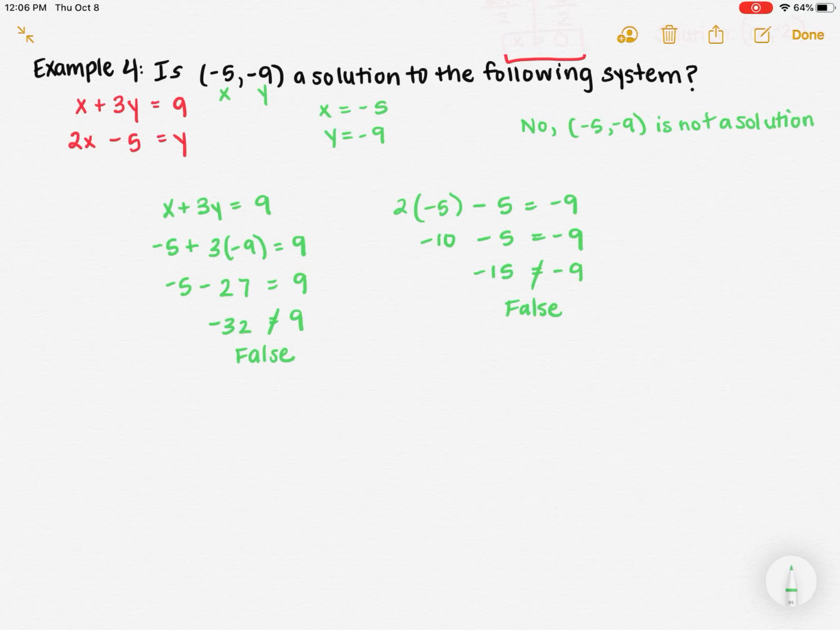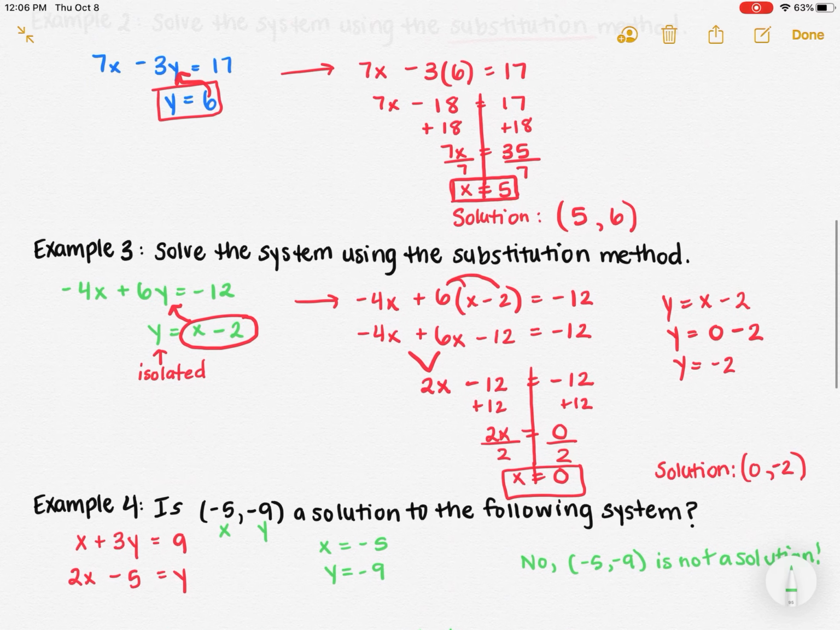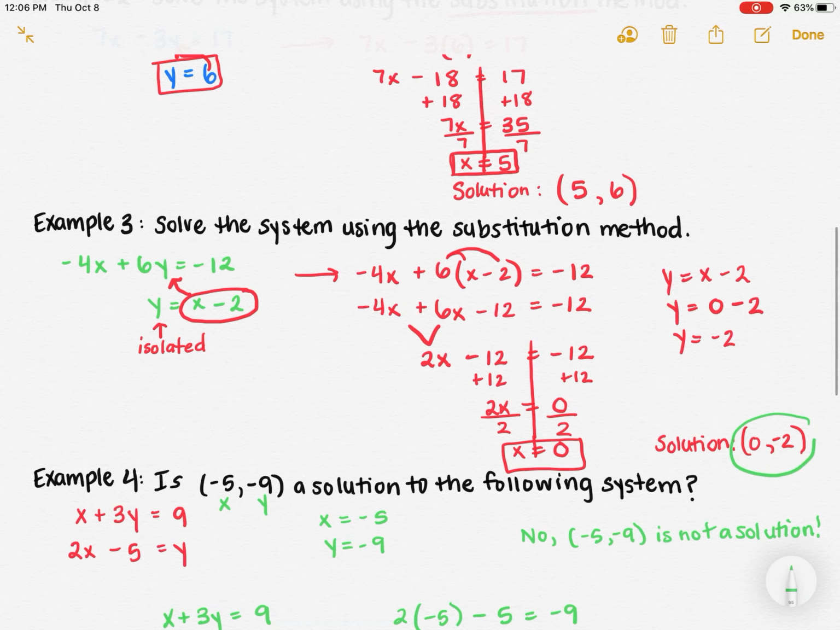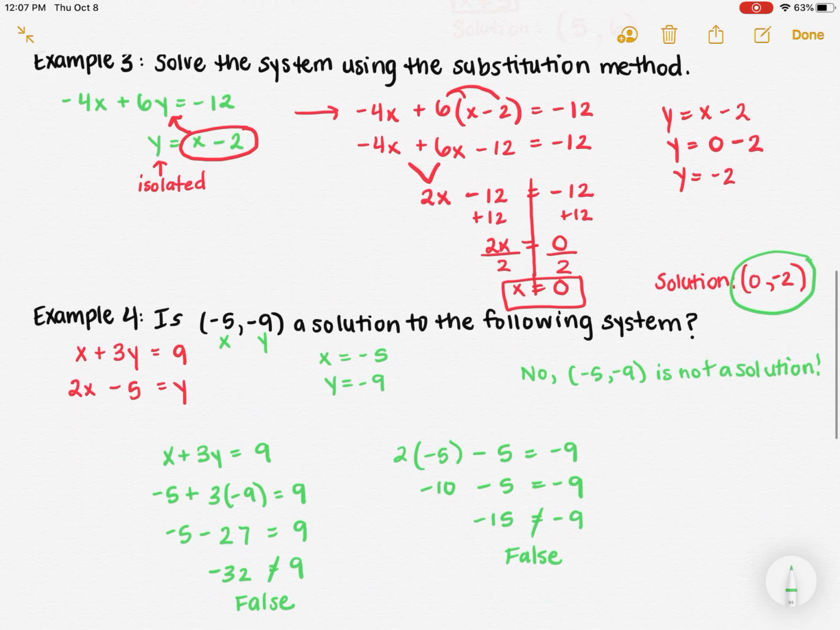And keep in mind, you can always check any of your work by doing this. Like I could go back to example 3 and substitute in 0 and -2 to both of my original equations and make sure it gives me true statements. That's a great way to check your work when you're working on your own. Find your solution using whatever method you use and then check it by substituting in the x and the y value that you find into both equations and making sure you get true statements.